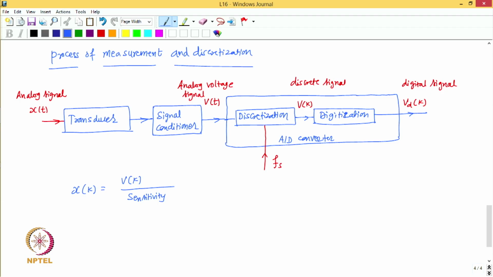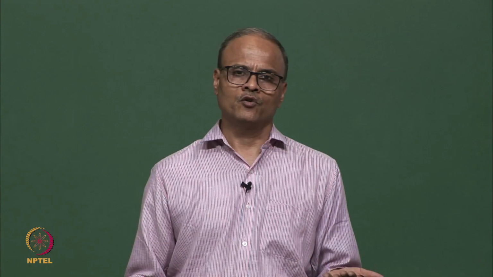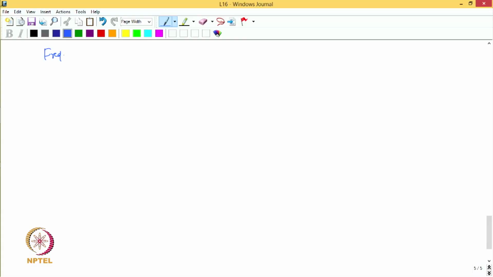So, in this way we have now understood what is discrete signal and how it is recorded, and now we are going to see how this signal is analyzed to obtain the frequency domain representation of this signal. So, frequency domain representation of discrete periodic signal.